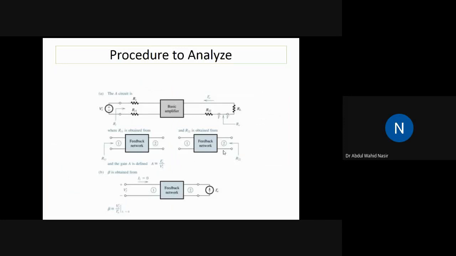Clear? This is the procedure to analyze. Next, to find the A of the circuit, the gain of the transconductance amplifier.